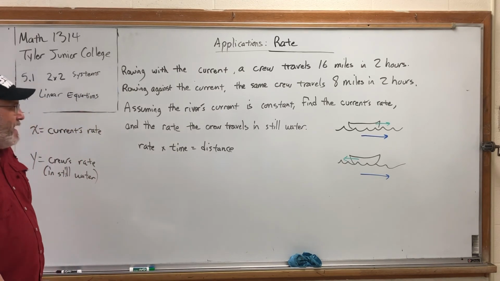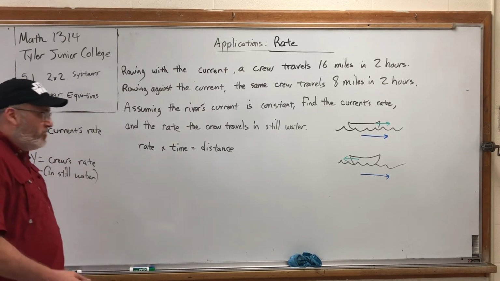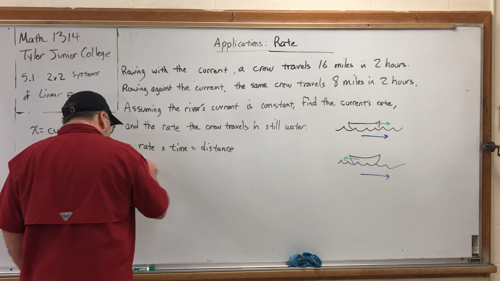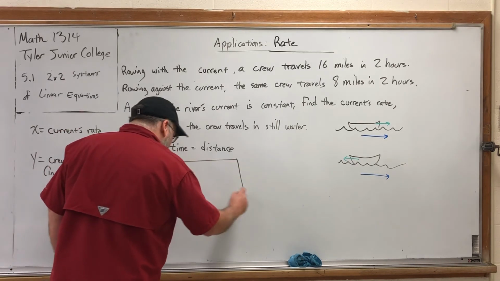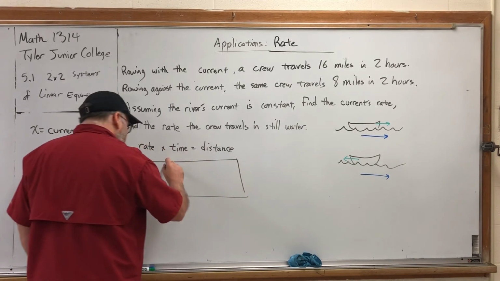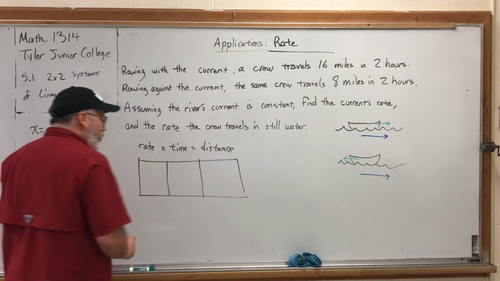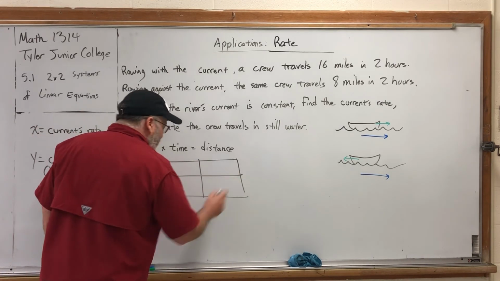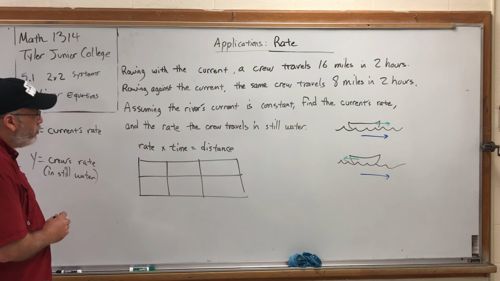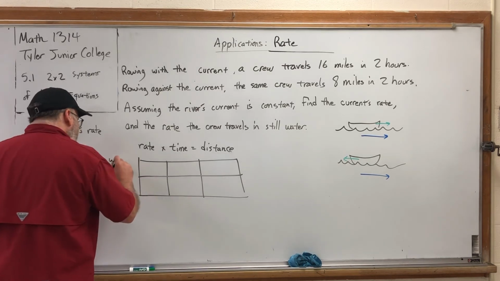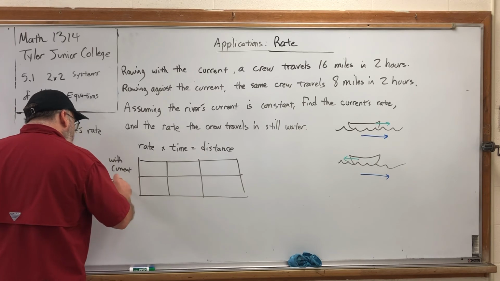But how can we use that to help solve this? And where's the system of equations? I'm going to set up a table with 3 columns, one for rate, one for time, one for distance. But we're going to have 2 rows. One to represent when they're going with the current, and one to represent when they're going against the current.